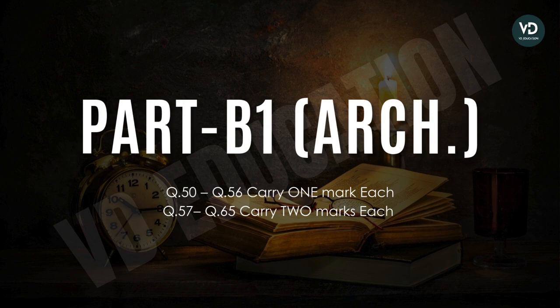In part B1, that is architecture, they asked a total of 16 questions, where questions 50 to 56 are for 1 mark and questions 57 to 65 are for 2 marks.